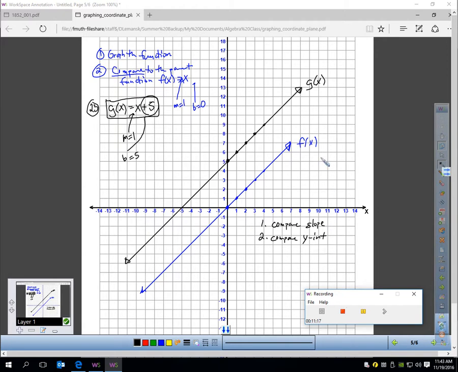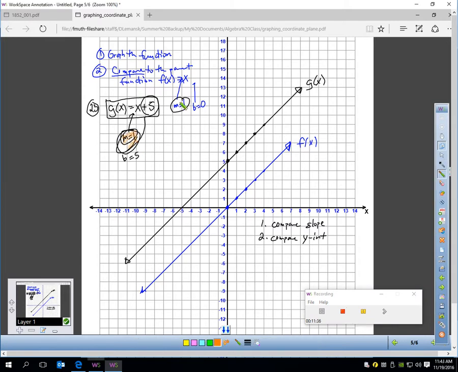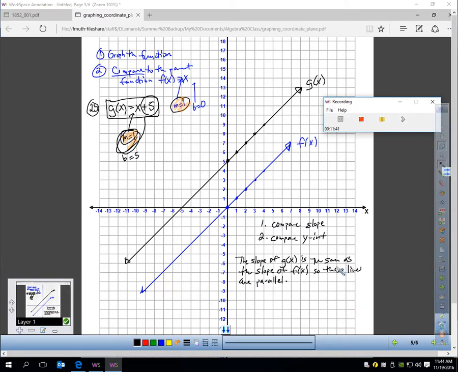Let's do that. The slope of g of x is the same as the slope of f of x. Can you see that not only in the picture, but can you see it numerically? Maybe I should highlight it with a highlighter. Can you see the slopes are the same? So that's what I should write first, and I'll do that now. And you can see I did that here. The slope of g of x is the same as the slope of f of x, so these lines are parallel.